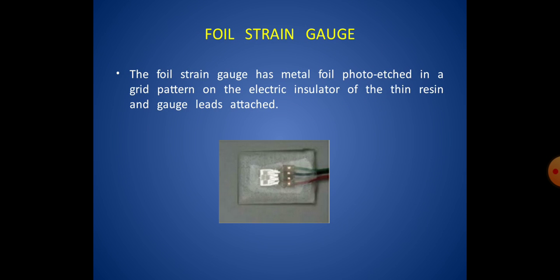Foil strain gauge is a very common strain gauge actually. It has a metal foil photo-etched in a grid pattern on an electric insulator of thin resin, and gauge leads attached. It's a common type of strain gauge.